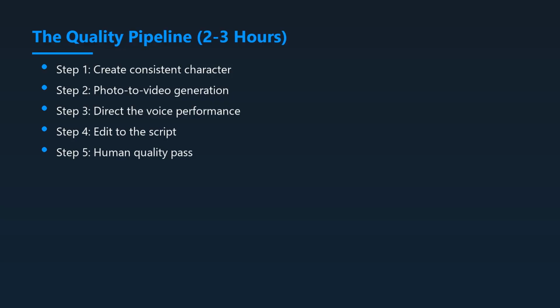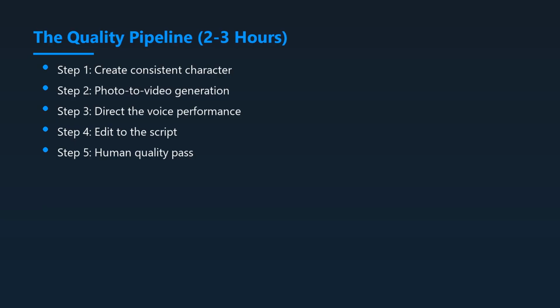Your person. Step 2 is photo to video generation. This is where it gets interesting. You take your character images and run them through a tool like Runway, Kling, or Pika.